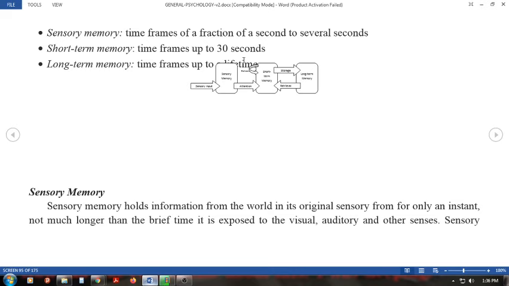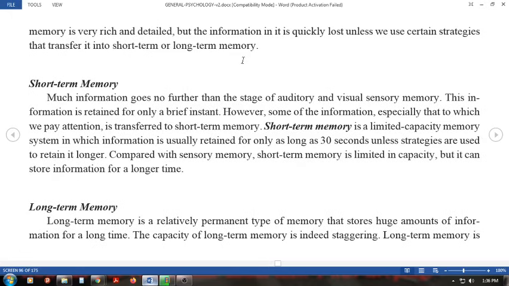So sensory memory holds information from the world in its original sense for only an instant, not much longer than the brief time it is exposed to the visual, auditory, and other senses. Sensory memory is very rich and detailed, but information is quickly lost unless we use certain strategies that transfer it to short-term or long-term nga memory, no?